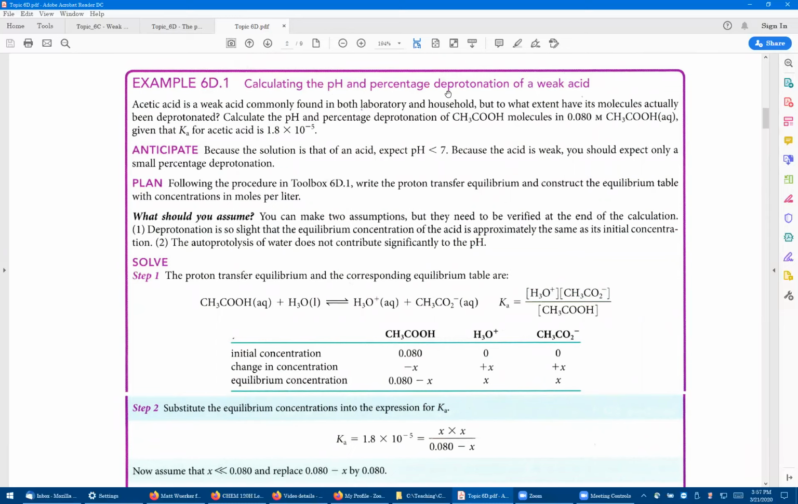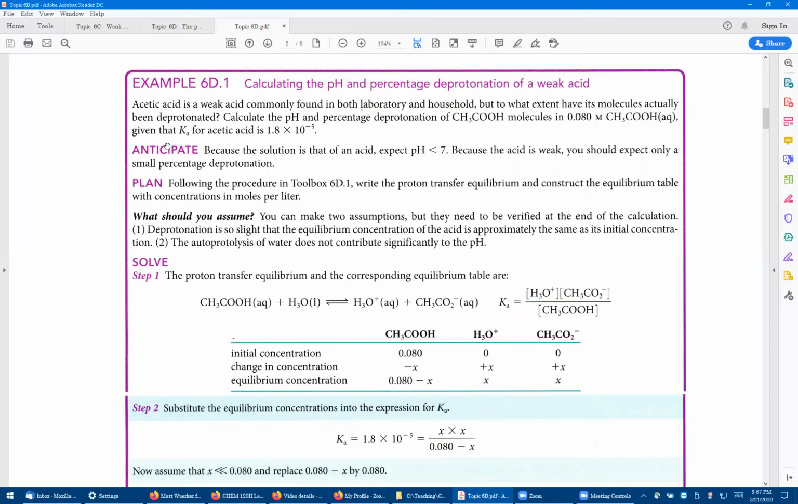All that the deprotonation means is the extent to which the original HA has dissociated into H3O plus and A minus. So the example shown here is, I'm not going to go through all the setup of this. We'll just look at the molecules that are involved and get to the point. An acetic acid solution, this is acetic acid right here, that is originally 0.08 molar. That's the initial concentration of acetic acid. And the Ka for acetic acid is 1.8 times 10 to the minus 5.